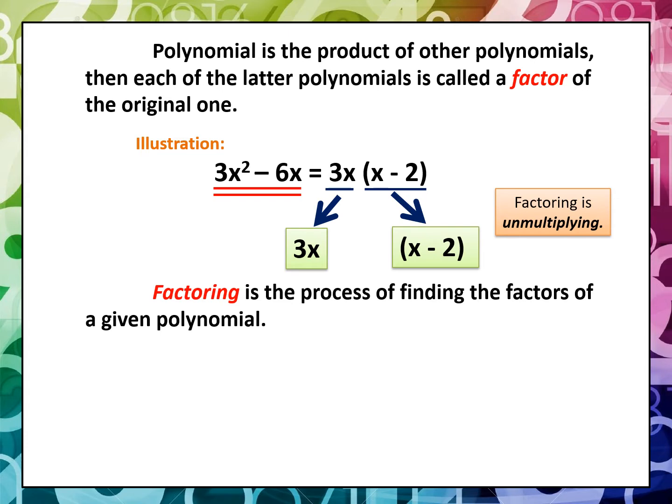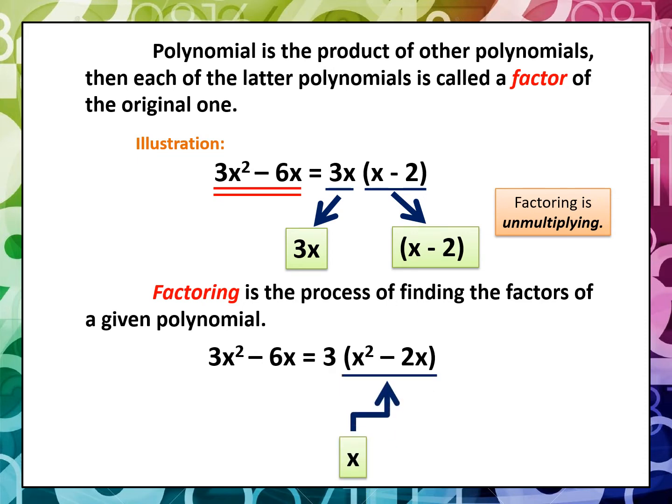Suppose that in the preceding illustration, we write 3x squared minus 6x equals 3 times x squared minus 2x. This is a correct factorization, but it is not considered the completely factored form because x can still be factored out in x squared minus 2x. In general, the instruction to factor calls for arriving at the completely factored form.